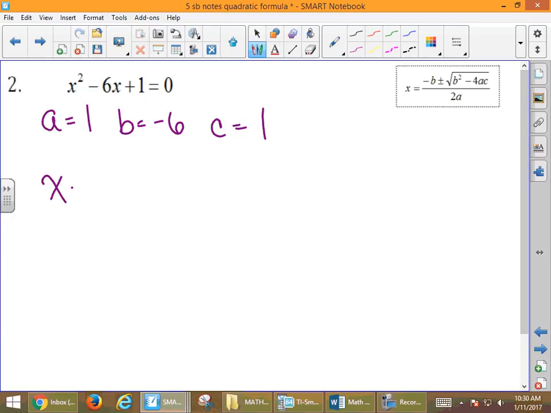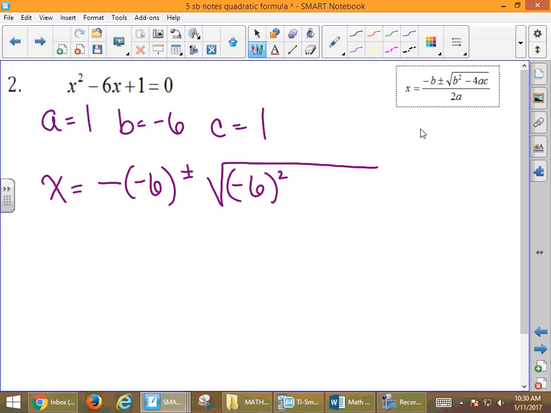Watch out for this. It's negative b plus or minus the square root of b squared minus 4 times a times c, all divided by, that's what sometimes students miss, all divided by 2 times a.